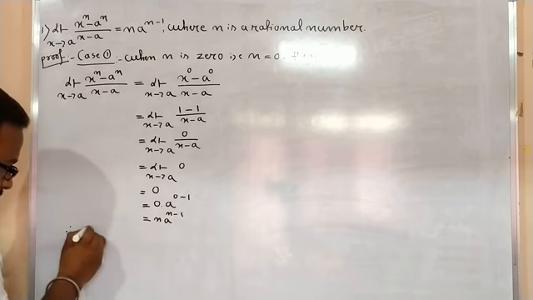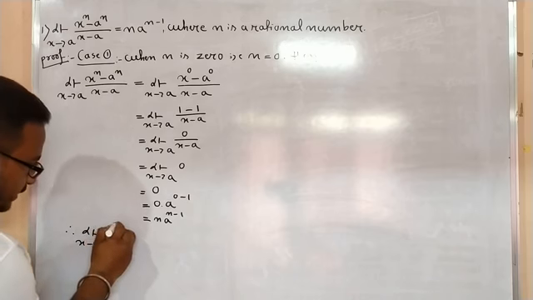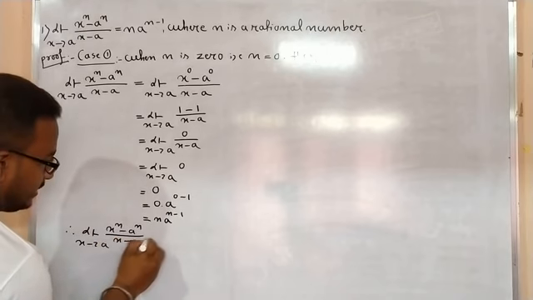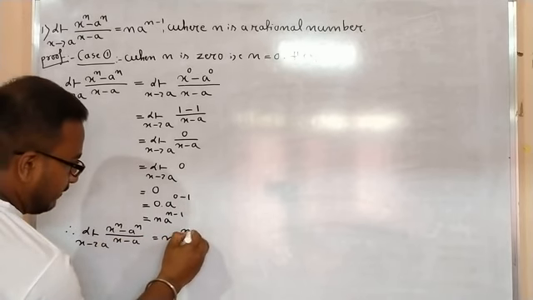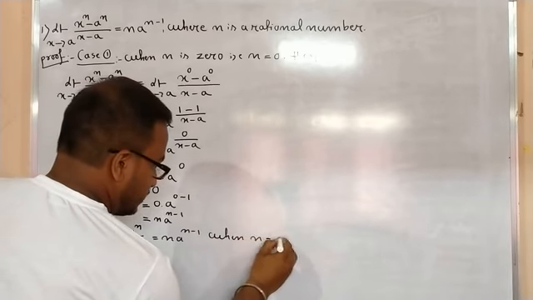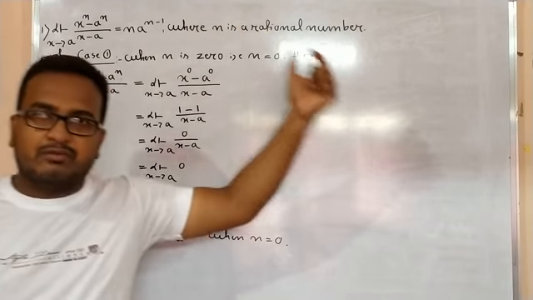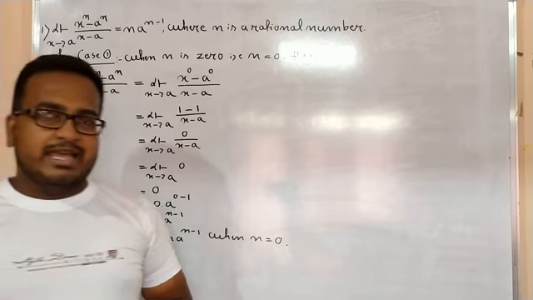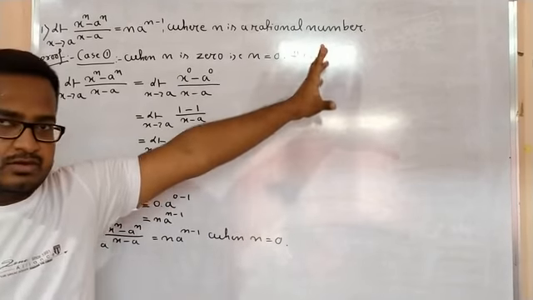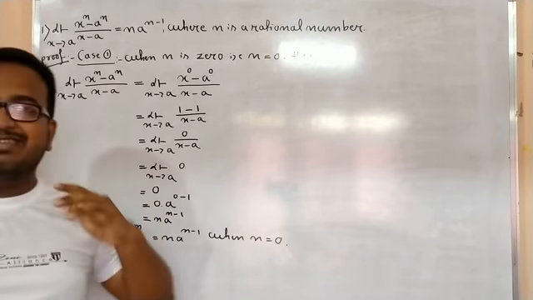So therefore, limit x tends to a, x to the power n minus a to the power n divided by x minus a equals to n a to the power n minus 1 when n equals to 0, right? So in case of rational number, we have already considered 4 cases, and I have proved one case, right, when n is 0. Okay. So let's next consider when n is a positive integer.